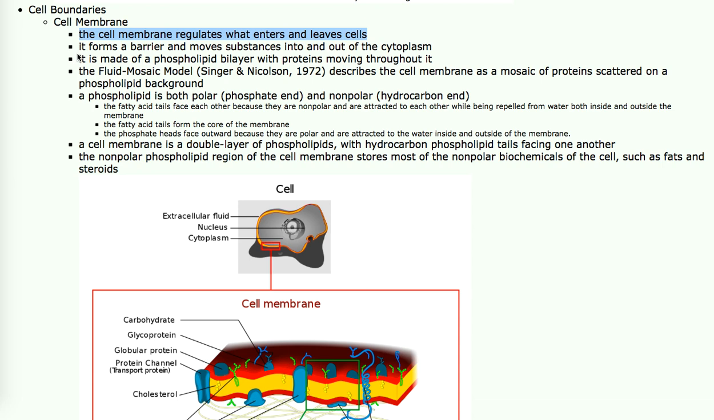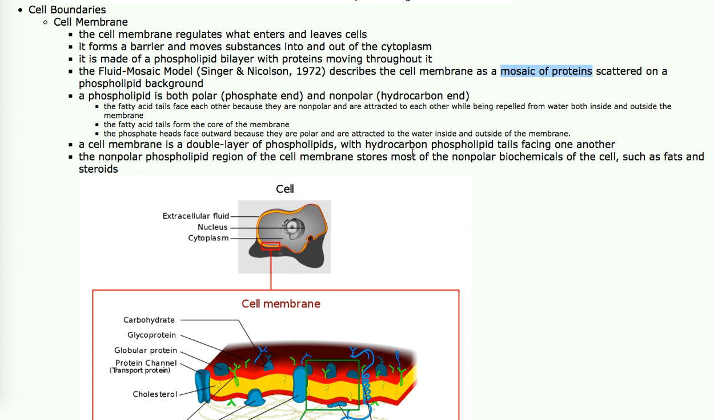pumps in it. So the backbone of the cell membrane is a phospholipid bilayer, and there are proteins that move around in it. Some of them don't move because they're stuck to the cytoskeleton. Other ones can move around. This model of the cell membrane we call the fluid mosaic model, which was first proposed by Singer and Nicholson in 1972. And their model describes a cell membrane as a mosaic of proteins scattered on a phospholipid background.